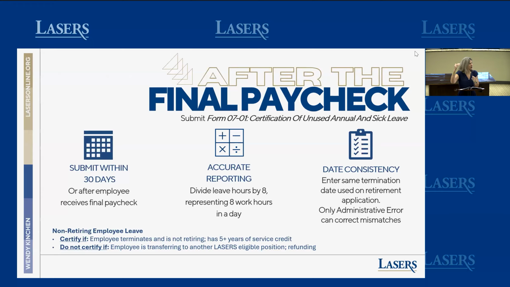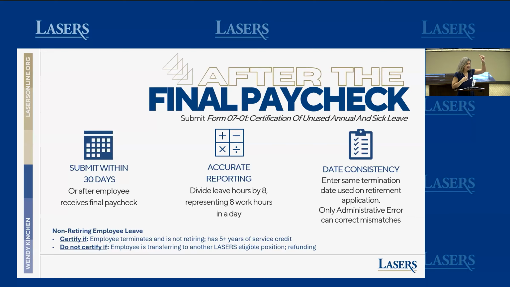Leave is going to be submitted to us in days, so you'll take the hours and use decimal places. You're going to divide by 8 hours, representing 8 hours in a work day, and that converts into days. Again, put the decimal places. Do not round. You are going to submit this form to us whether an employee has a leave balance or not, and the dates must be consistent.